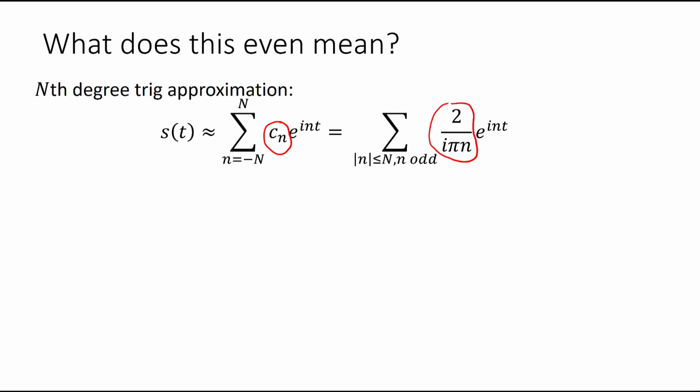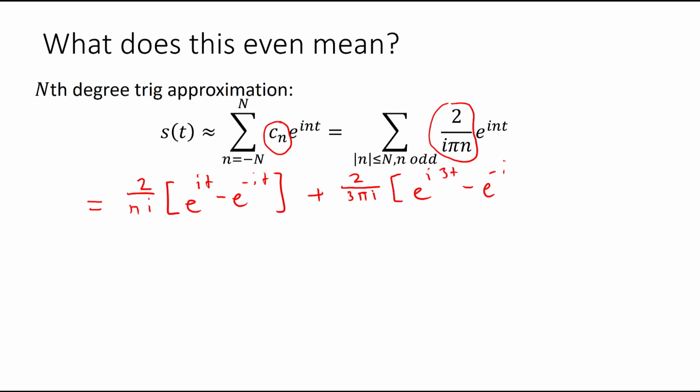If we further break apart this sum by grouping together the positive and negative terms, you'll notice that we start to see something familiar happen. For example, if we look at the terms when n is 1 and -1, respectively, I get 2 over π times i, e to the it minus e to the negative it. Similarly, when we group together the terms when n is equal to 3, I'm going to get 2 over 3πi times e to the i times 3t minus e to the negative i times 3t, and so on.